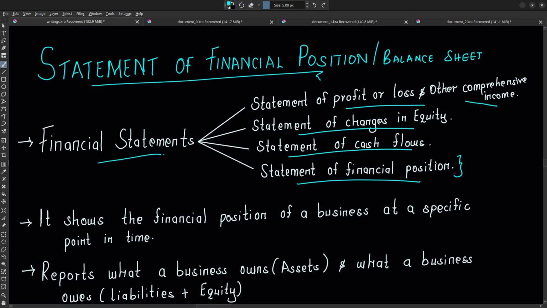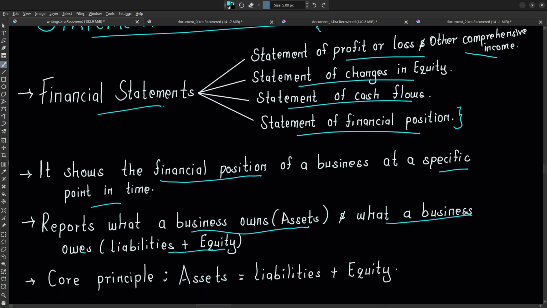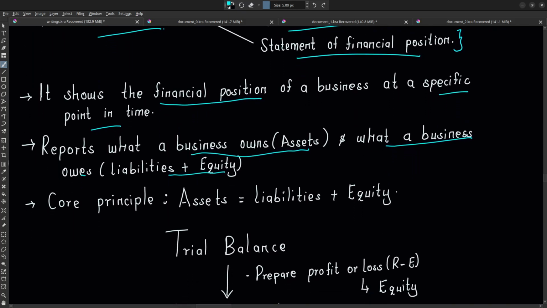The statement of financial position, as illustrated by the name, shows the financial position of a business at a specific point in time. By that I mean it shows the account balances as at a specific point in time. So let's say, for example, as at 31st December 2025, this is what the business owns, that is the assets, and what a business owes, that is the liabilities plus equity. So it's basically the account balances as at a specific point in time.